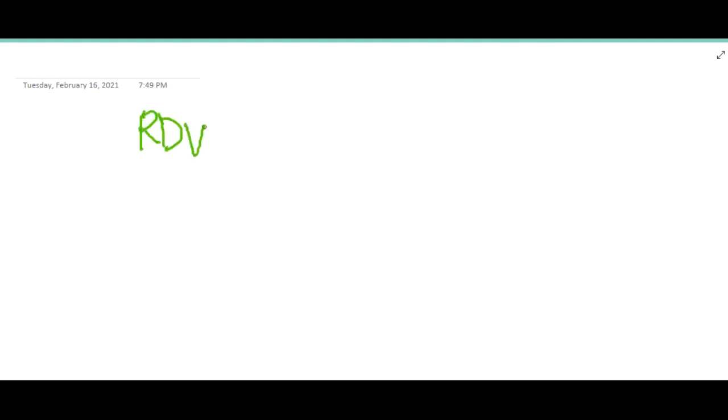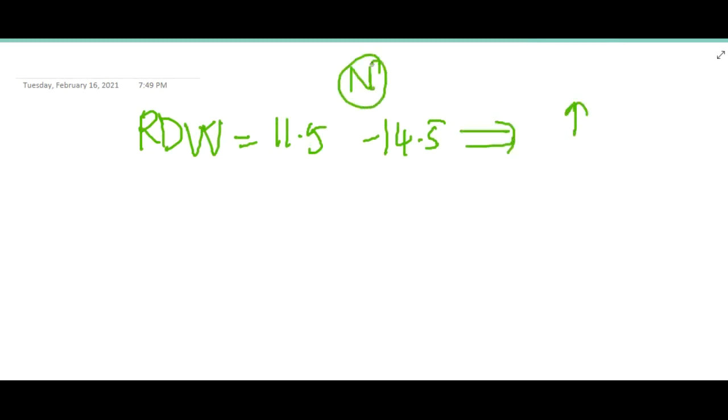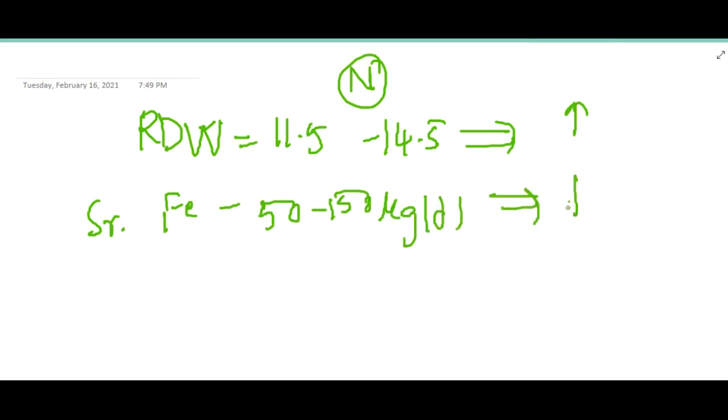Then red cell distribution width. This red cell distribution width is normally 11.5 to 14.5, but it is seen to be increased in iron deficiency anemia. Then serum iron is normally 50 to 150 microgram per deciliter, and this is obviously decreased in iron deficiency anemia.